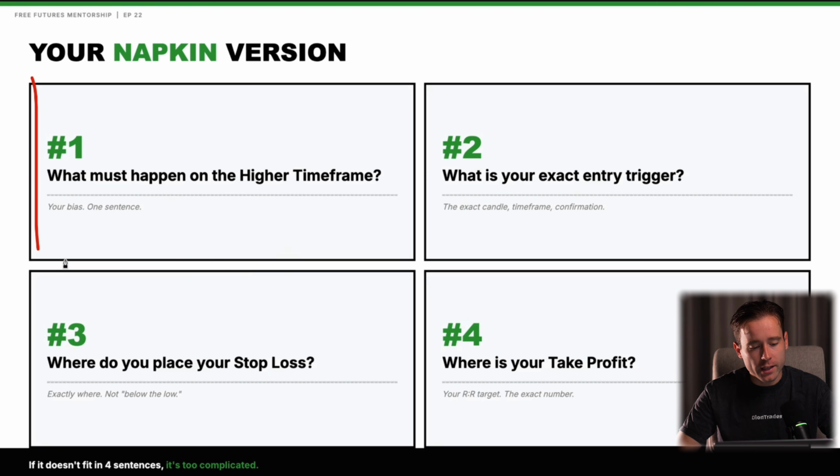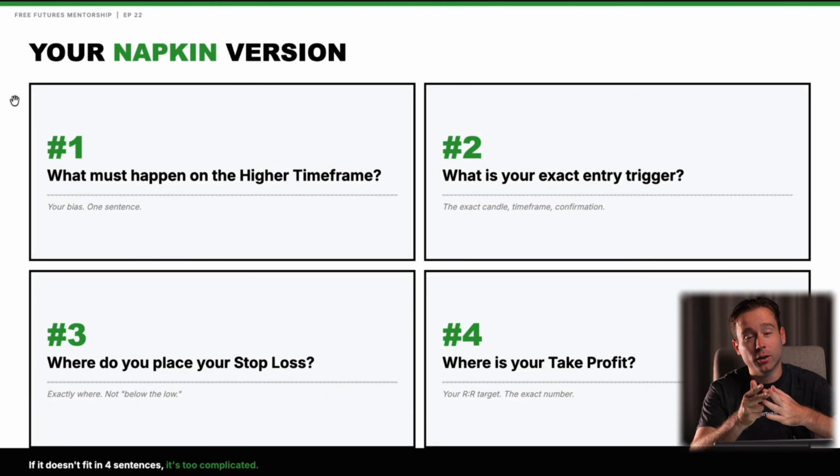The first question you should answer on the napkin is what must happen on the higher time frame? Higher time frame is daily, weekly, monthly. You can also include the 4-hour here.